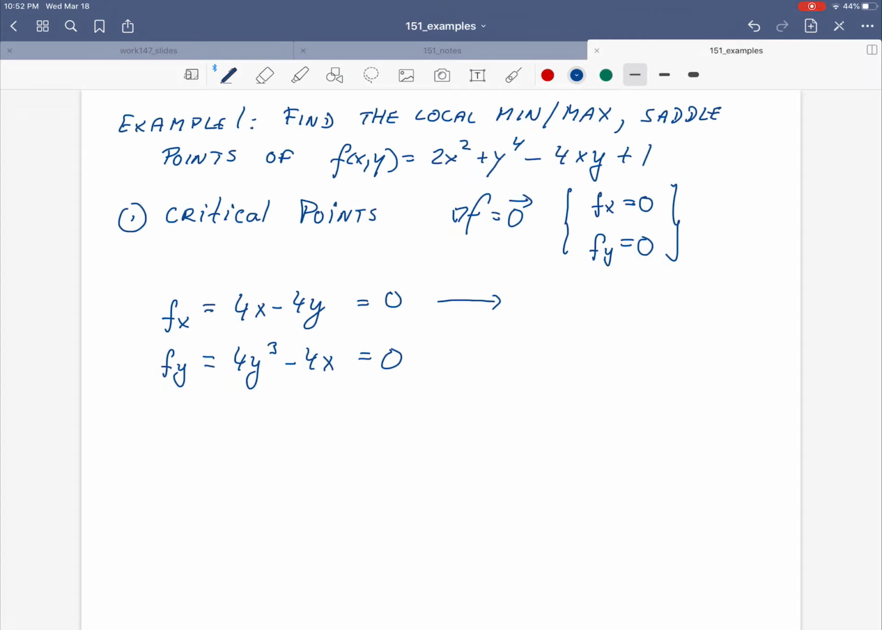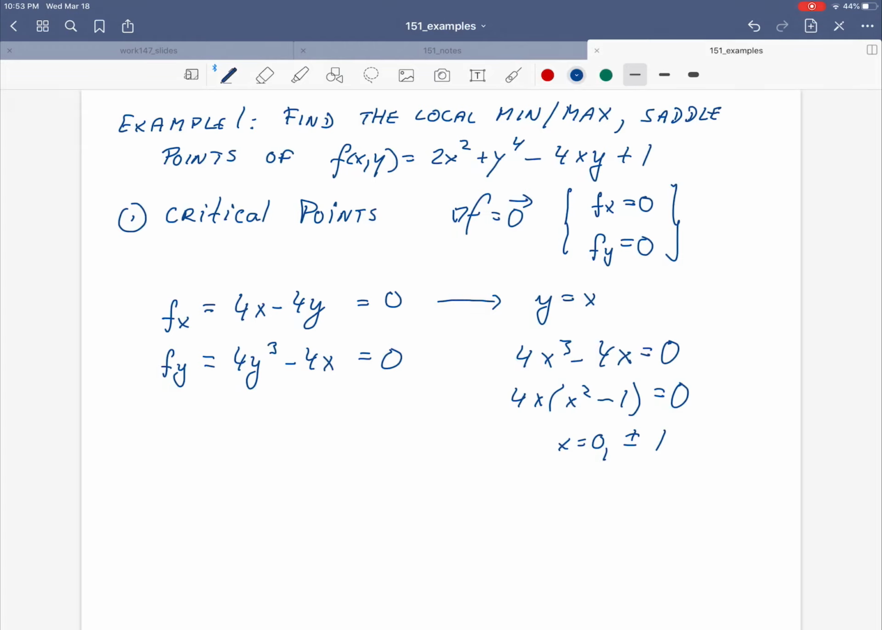When we simplify, we get that y is equal to x, and we substitute that into the second equation. We substitute for y, so 4x cubed minus 4x equal to 0. So we get 4x times (x squared minus 1) equal to 0. And we see there are three solutions, 0 and plus or minus 1.